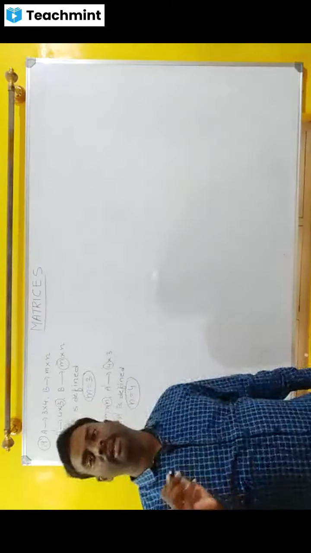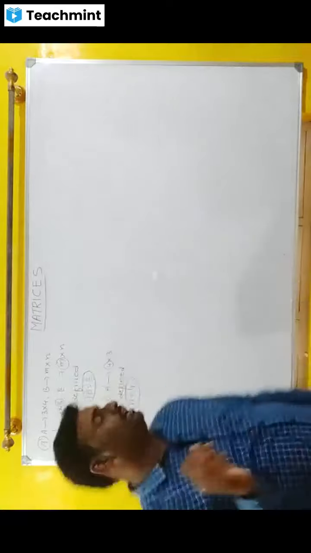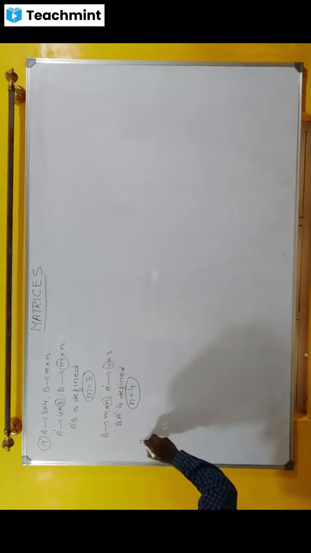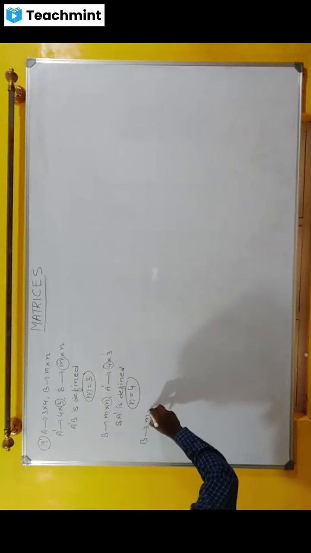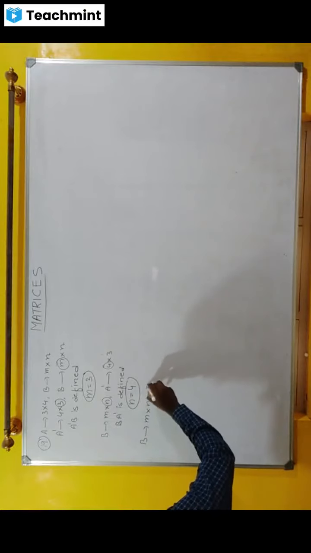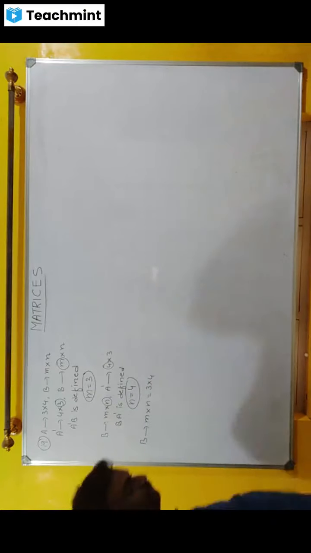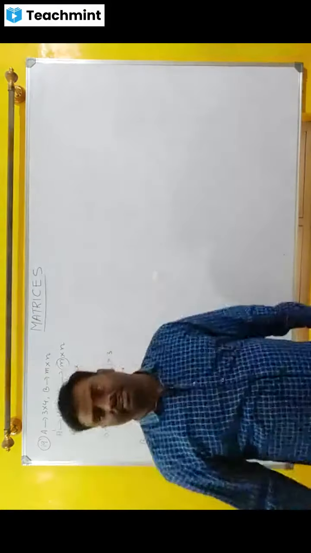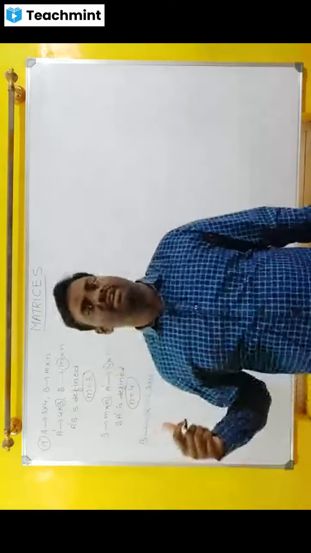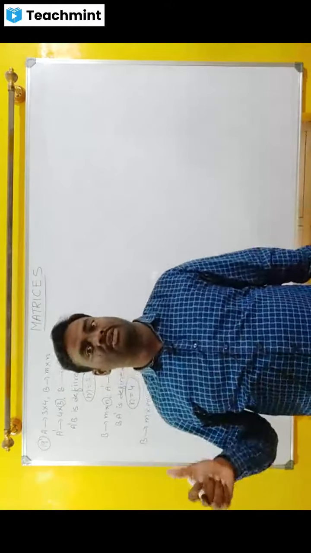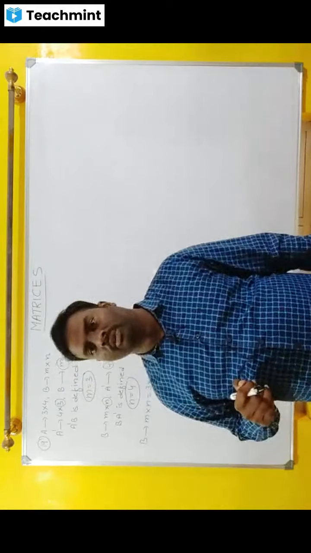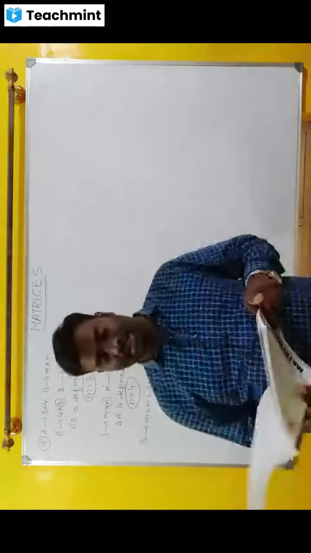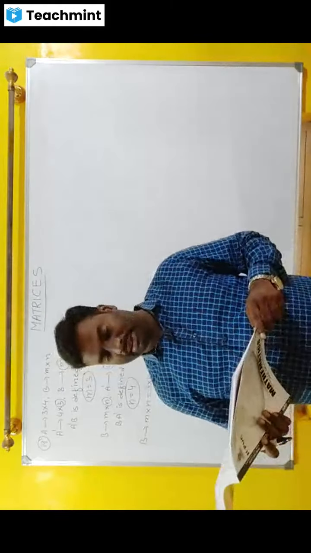Then finally we got m and n. Therefore, the B matrix order is m by n, that is nothing but 3 by 4. This is the answer for this question. This model is very, very important. This model question was asked 2-3 times in KCET. So the final answer is 3 by 4, that is nothing but the second option.